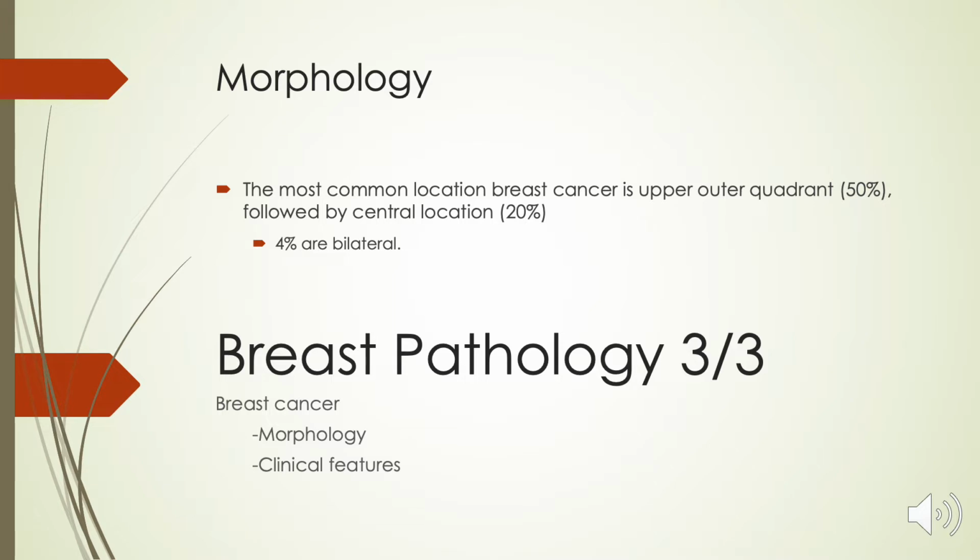The most common location of breast carcinoma is the upper outer quadrant, representing 50% of the cases, followed by a central location, or as mentioned in some references as retroareolar location. 4% of the cases are bilateral. This is a schematic presentation representing rough percentage of involvement by carcinoma per quadrant.